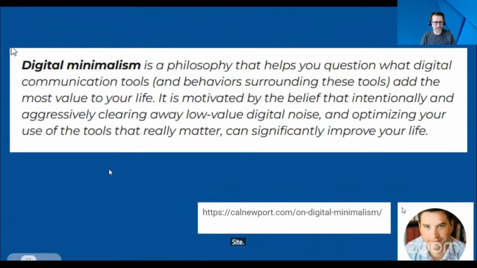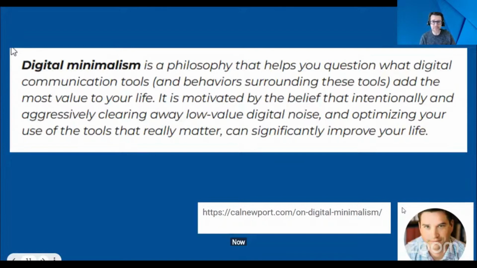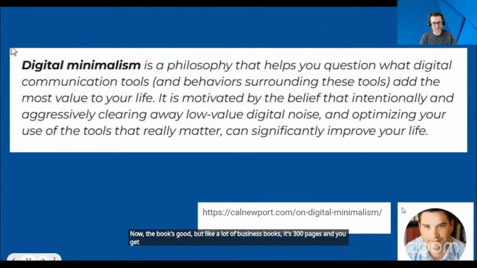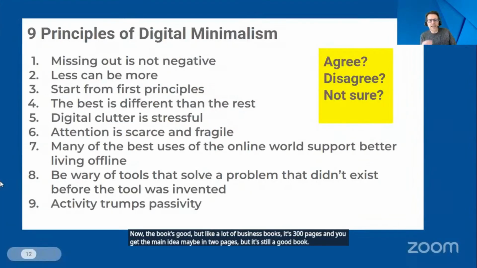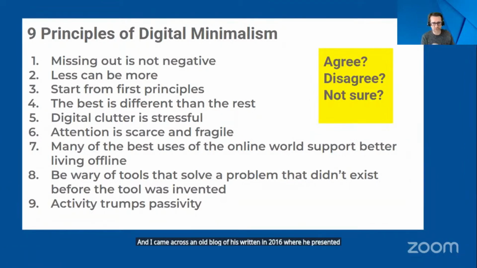that's where I'm going now with this presentation. Going to talk a little bit more about digital minimalism. Now, it's interesting that Cal Newport wrote about this on his blog for a few years before he published his book. Now, the book's good, but like a lot of business books, it's 300 pages and you get the main idea maybe in 2 pages, but it's still a good book. And I came across an old blog of his written in 2016 where he presented his initial principles of digital minimalism. So here we are, there were 9 of them.